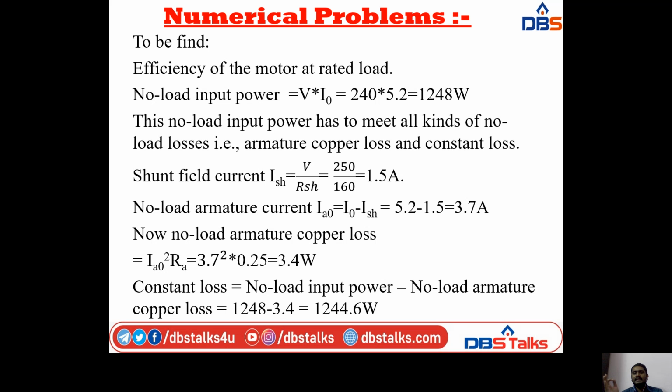Next we are going to calculate the constant losses. To calculate the constant losses, we know the formula: no load input power minus no load armature copper loss. Both we have already found. The no load input power is 1248 watts and the no load armature copper loss is 3.4 watts. So finally we have the constant loss, that is 1244.6 watts.